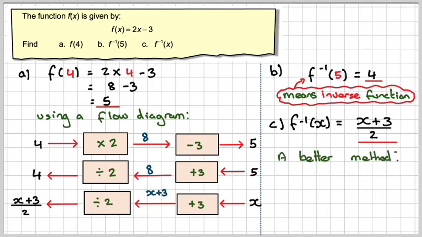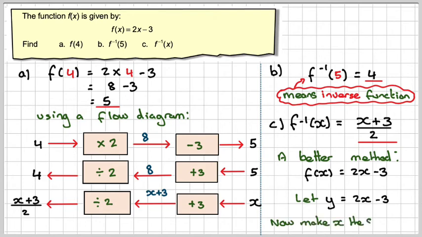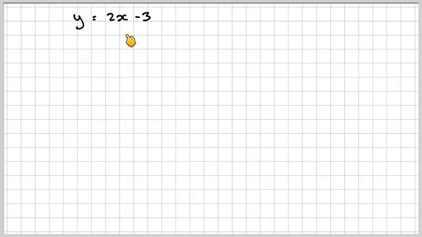So, looking at the better method, if we've got the function f of x is equal to 2x minus 3, then instead of f of x, we now say that y is equal to 2x minus 3, and we rewrite this, making x the subject. So we have to do a little bit of algebra. The first thing to do in order to make x the subject is to add 3 to both sides.